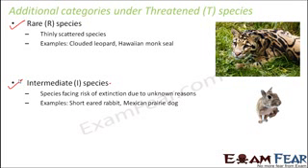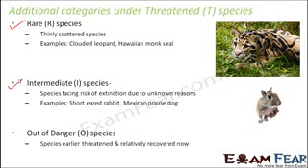So overall, what do we see under threatened species? We mainly have 4 categories, that is endangered species, critically endangered species, vulnerable species, and low risk or nearly threatened species. Besides that, 2 additional categories which have been added are rare and intermediate species.